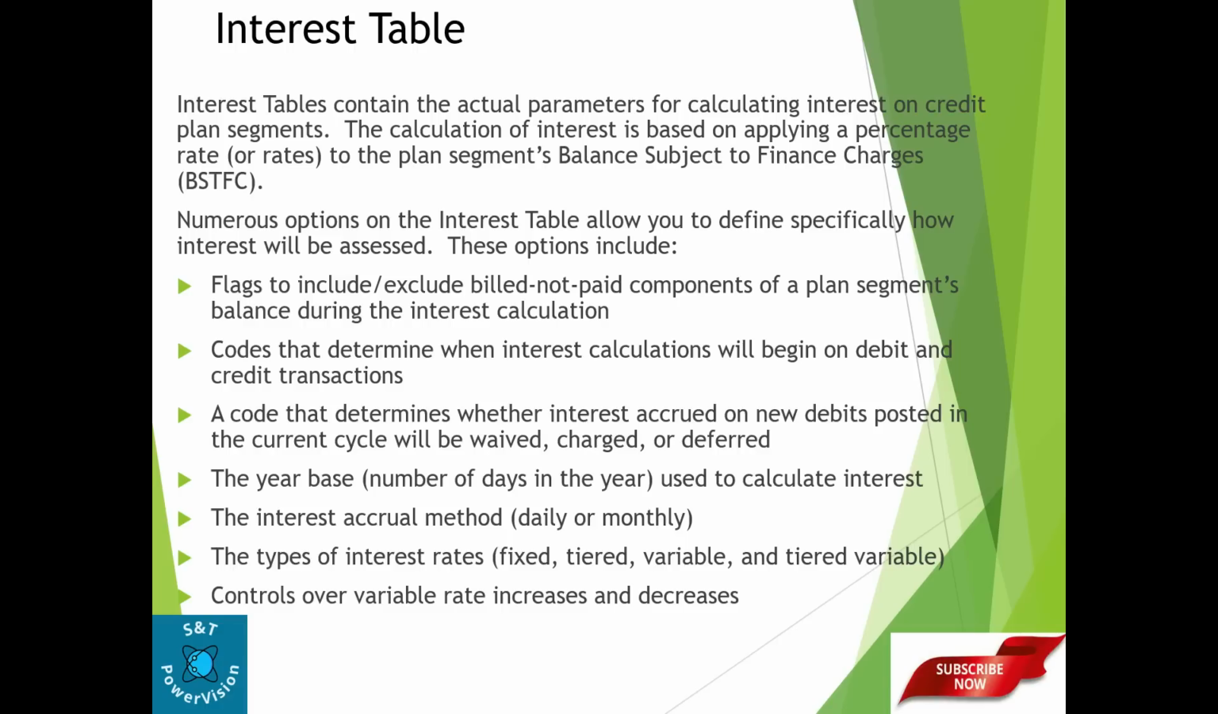These options include a flag to exclude bill not paid component of a plan segment's balance during the interest calculation. A code that determines when interest calculation will begin on debit and credit transactions here. A code that determines whether interest accrued and new debits posted in the current cycle will be waived, charged or deferred. The year base, number of days in the year used to calculate interest. The interest accrual method, whether it's daily or monthly. The type of interest rate: fixed, tiered, variable and tiered variable. Controls over variable rate increases and decreases here.